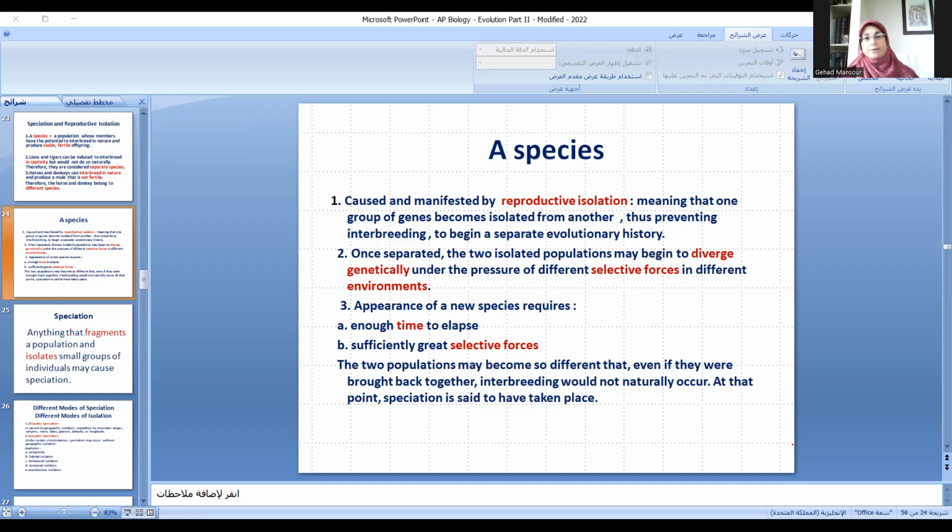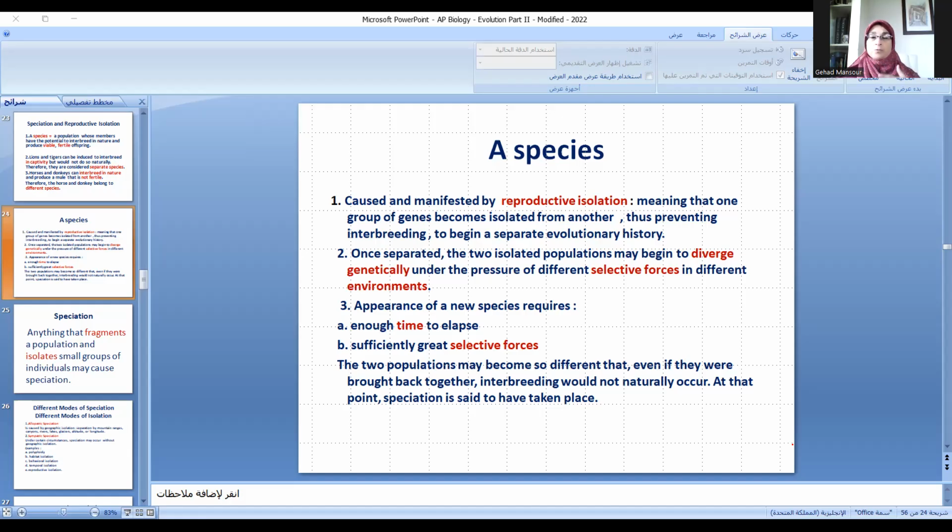And we have sympatric speciation. Sympatric speciation is fragmentation of a population to prepare for the development of a new species in the long run. There are 5 important factors that help sympatric speciation: polyploidy, habitat isolation, behavioral isolation, temporal isolation, and reproductive isolation.